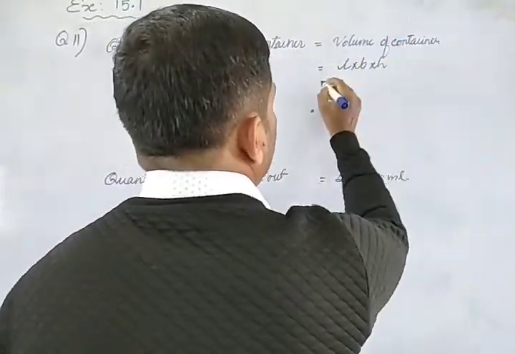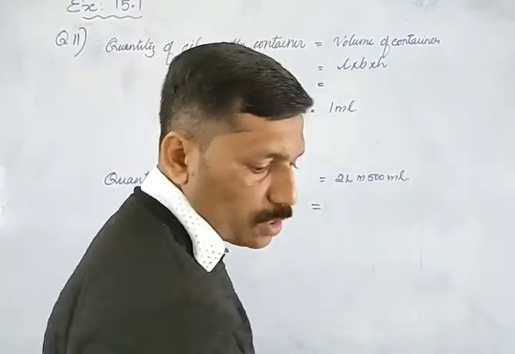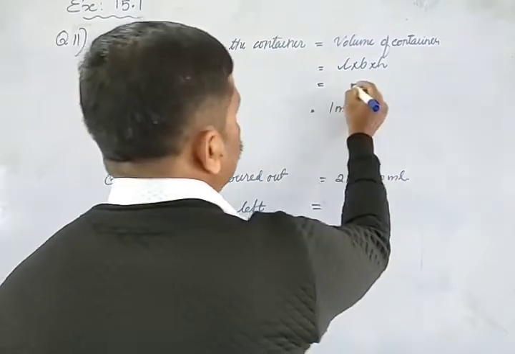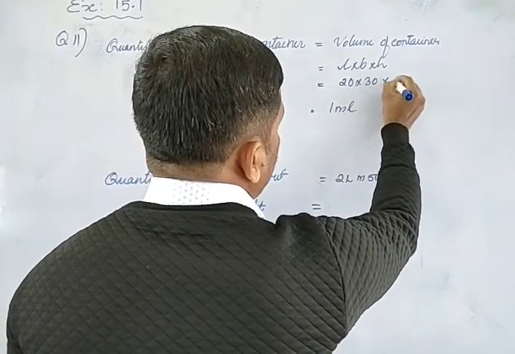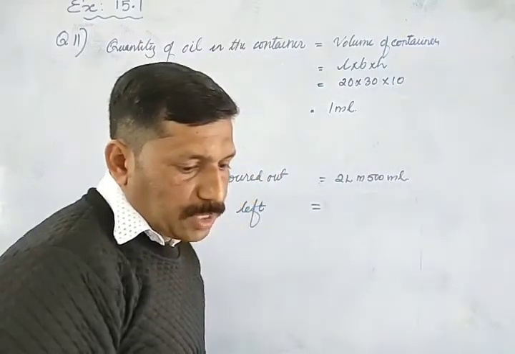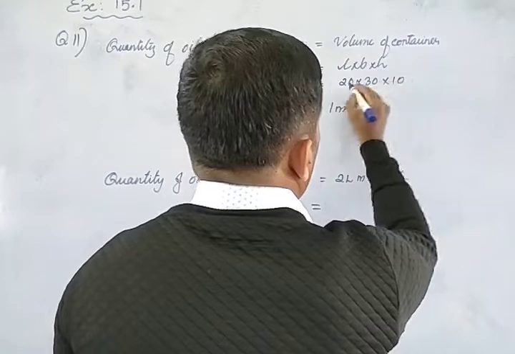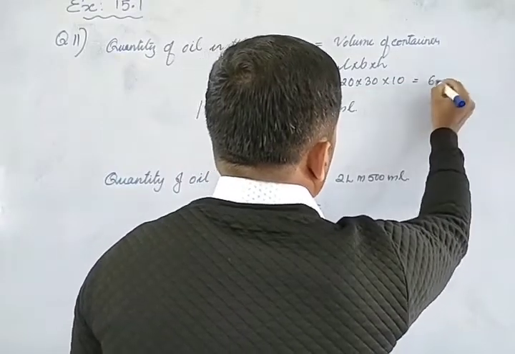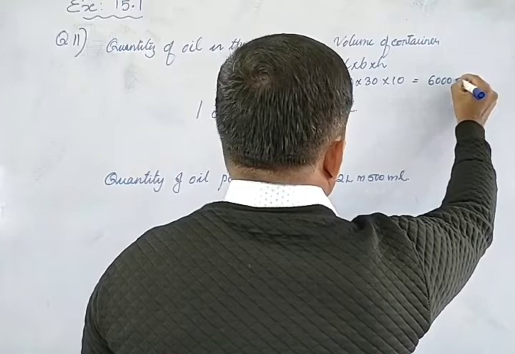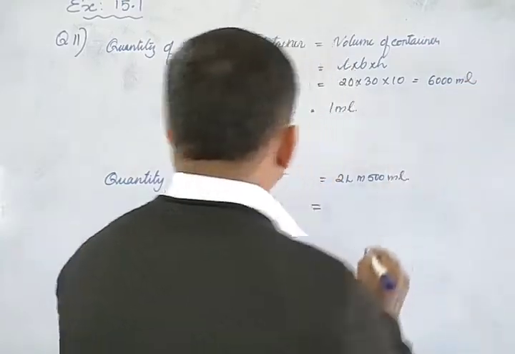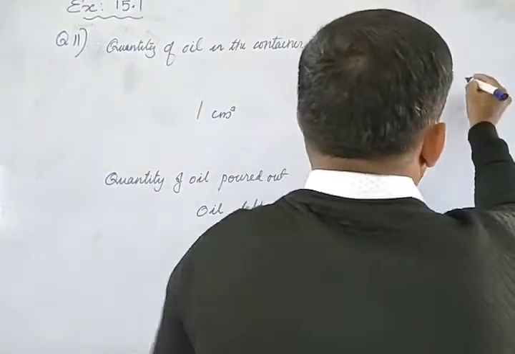Volume is equal to length into breadth into height. That means here the dimensions given are 20 into 30 into 10. These are the dimensions of that container. So it is equal to 6,000 centimeter cube.